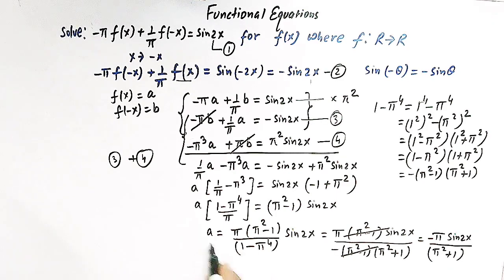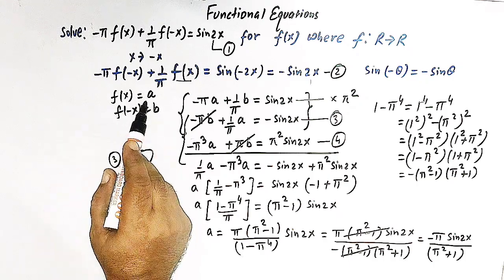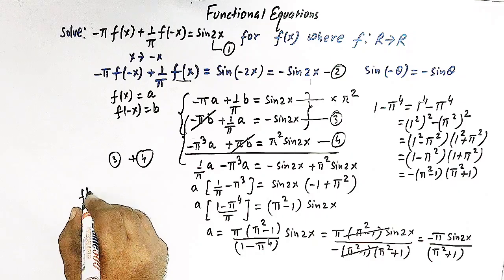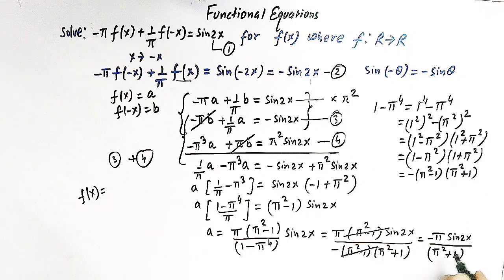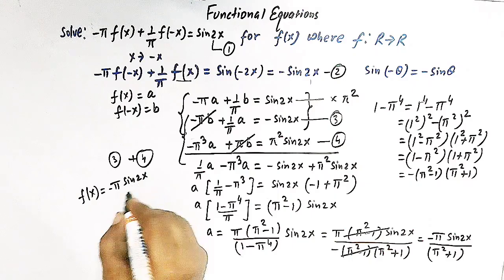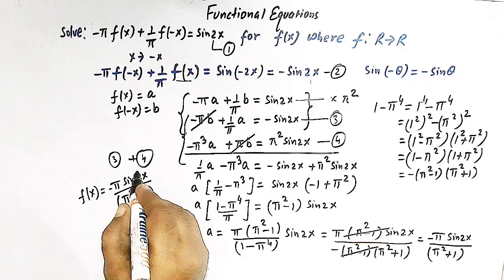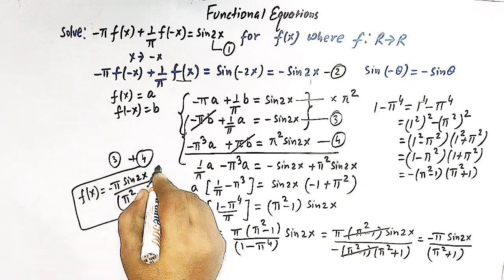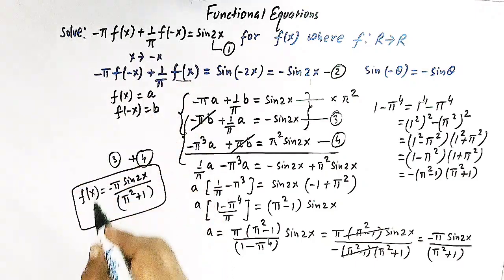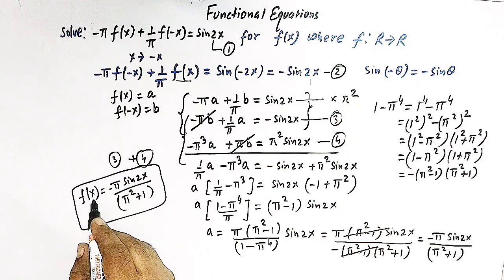So now a is equal to this expression, and we have earlier assumed that a is equal to f of x. So the function f of x is now equal to minus pi sine 2x divided by pi square plus 1. Right, so this is the required solution of this functional equation, that is, we have obtained the form of the function, that is f of x.